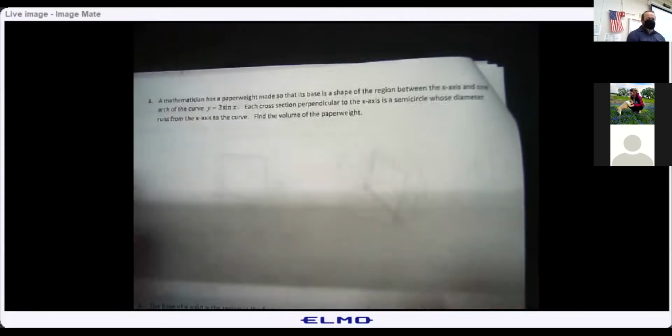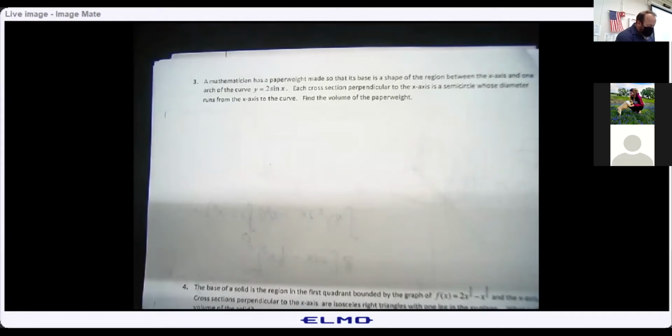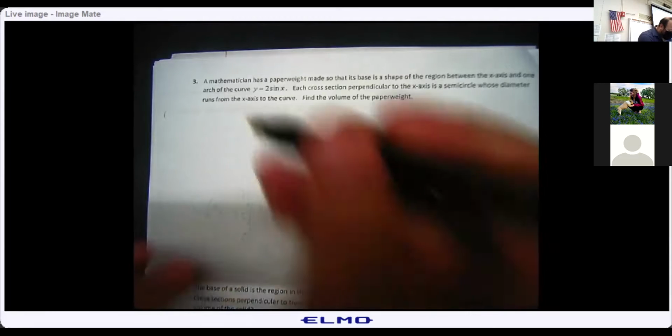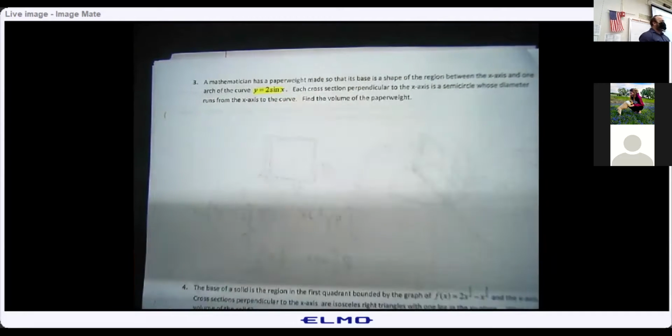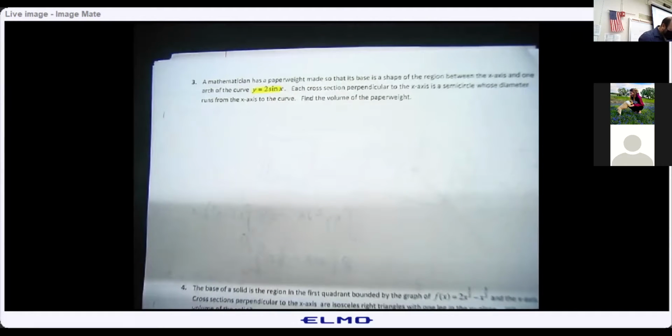So we have a mathematician that has decided to make a paperweight. And if you're going to make a paperweight, and you can, why not make it out of something a little bit more significant than a simple circle? Let's go with a sine wave. So we've got one piece of this sine wave, and that 2 right out in front is going to allow us to make the amplitude a little bit bigger.